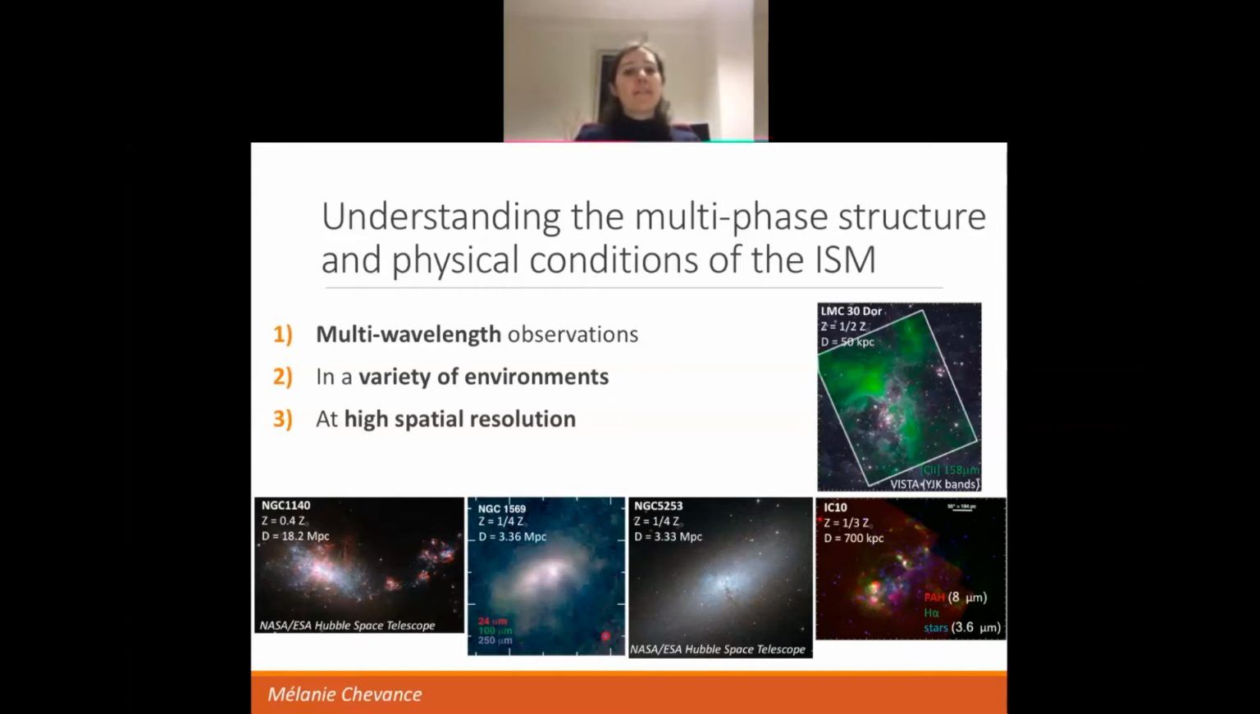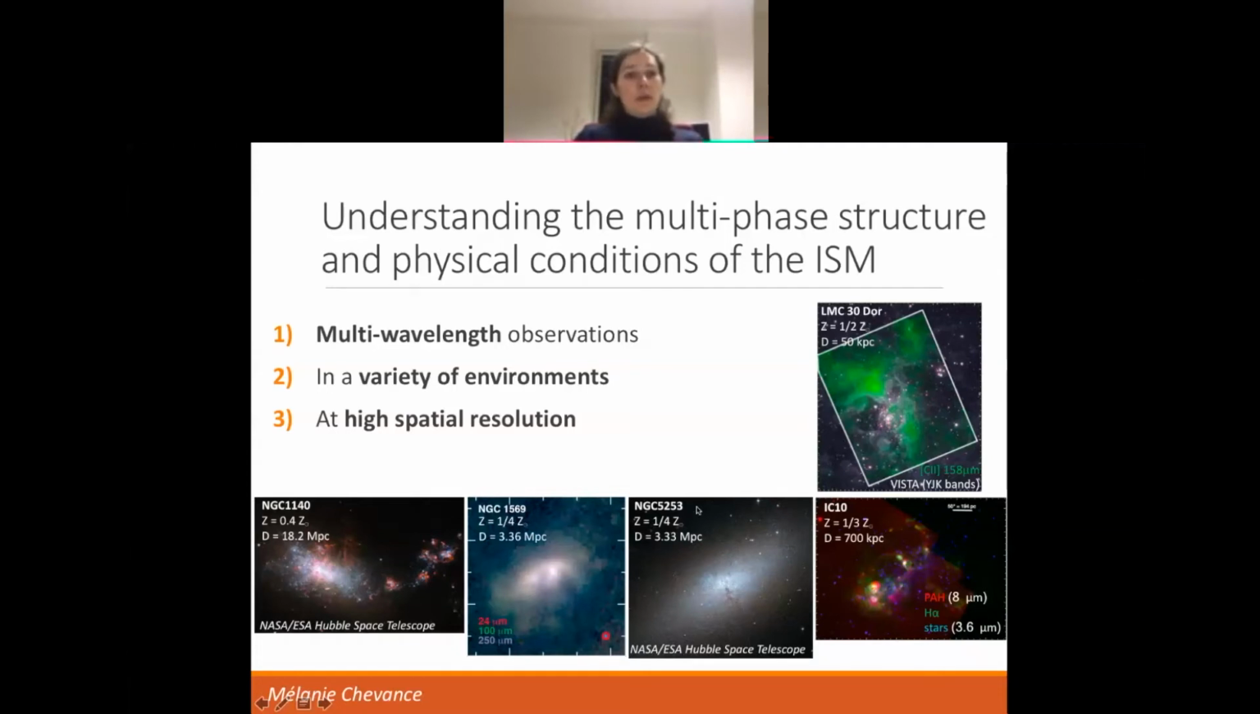So here are the 5 galaxies that I'm going to look at, at different distances. In the LMC, we zoom in on one single star forming region, 30 Doradus. We have also looked at IC10, with several star forming regions. And then we have 3 galaxies that are a little bit further away, which we can look at in a more integrated way: NGC 1140, NGC 1569, and NGC 5253.